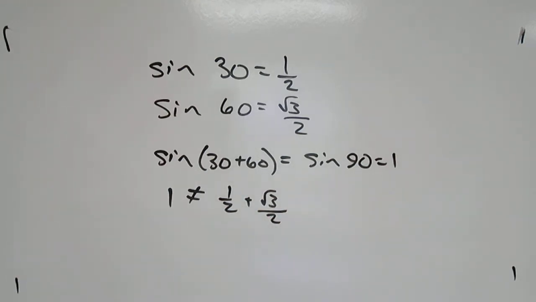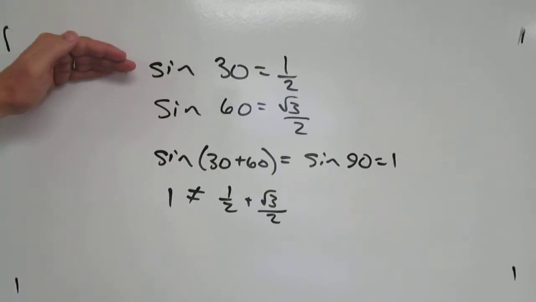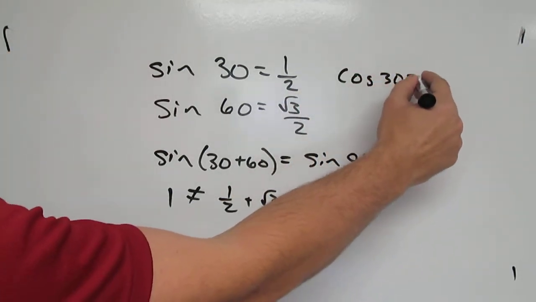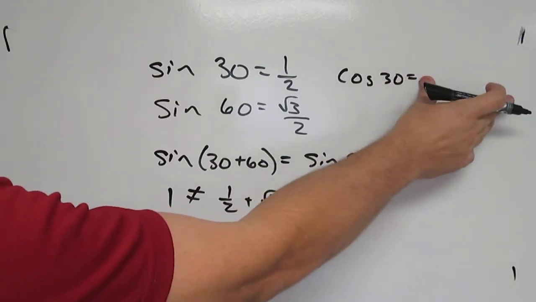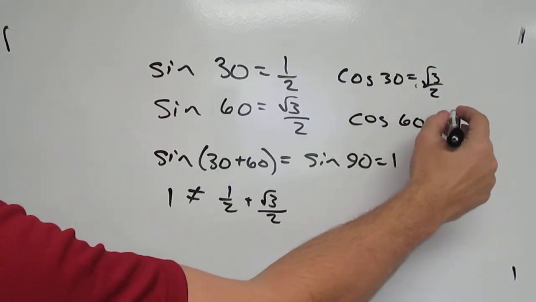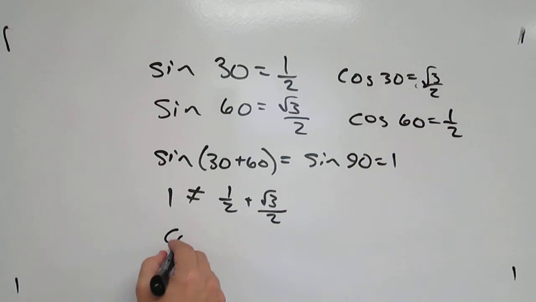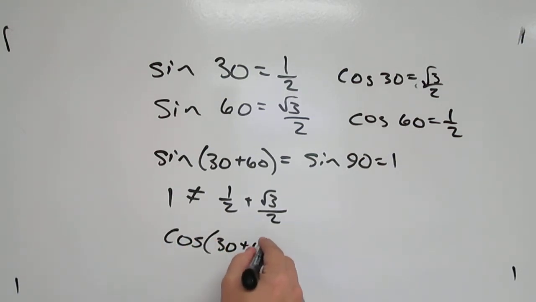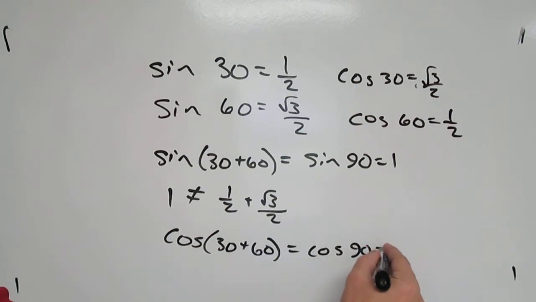Okay? I could do the same thing with cosine. If I said cosine 30 equals square root of 3 over 2, and cosine of 60 is equal to 1/2, then the cosine of 30 plus 60, which is the cosine of 90, which is 0, is not the same thing as the square root of 3 over 2 plus 1/2. Same thing with tangent. Each one of these you should see is just not what you would expect it to be. Now, there's a nice proof in your book for why the formulas are what we're going to use.